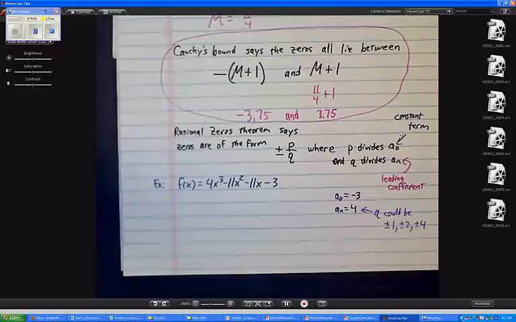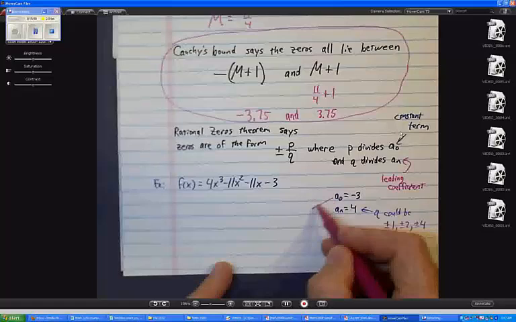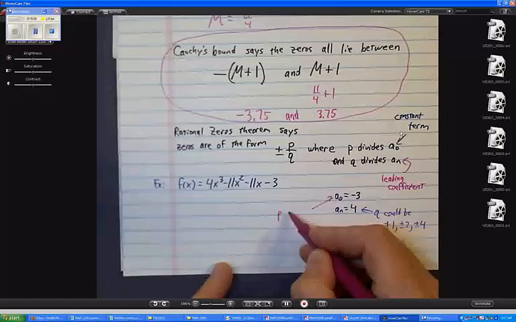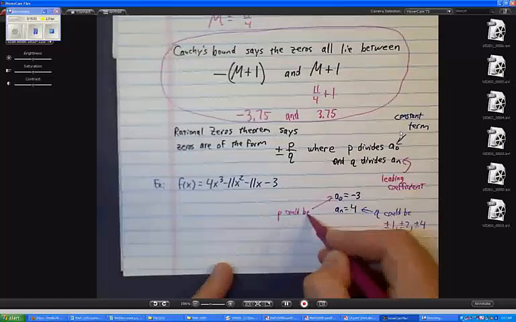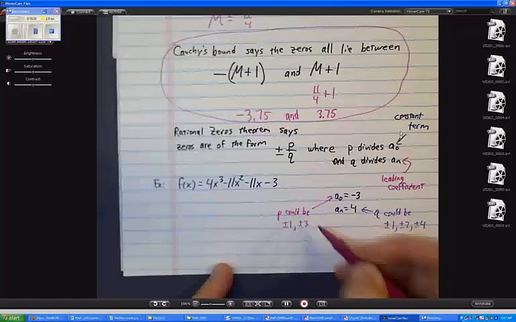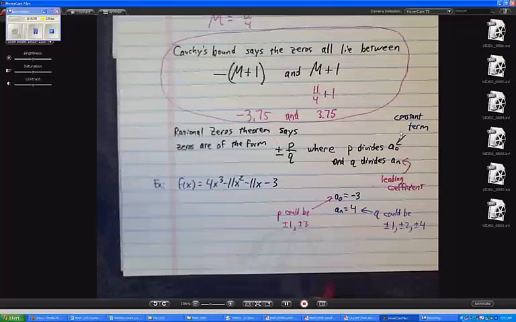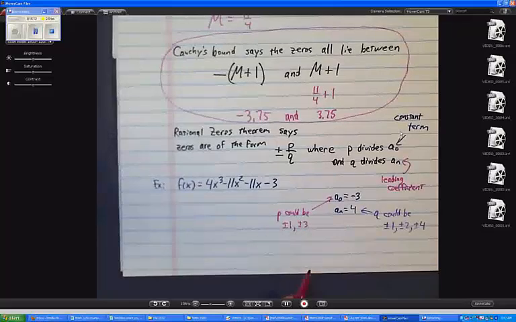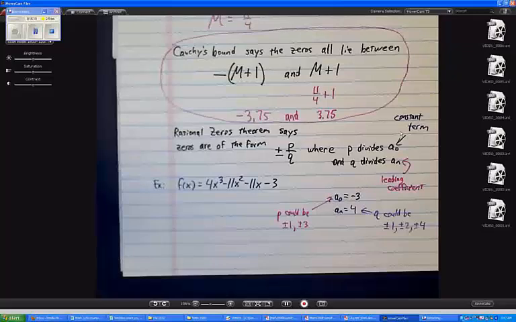No? Well, let's see if I tell you what P could be, if that helps. P could be, very good, plus or minus 1, plus or minus 3. Why are there less possibilities for P than there are for Q? Yeah, because what kind of number is 3? It's a prime number, right? So you have to look at all these different factors.